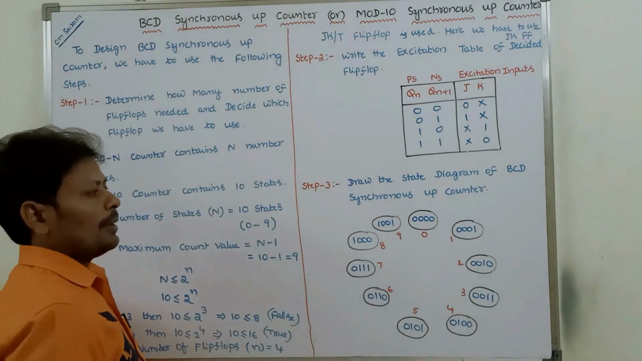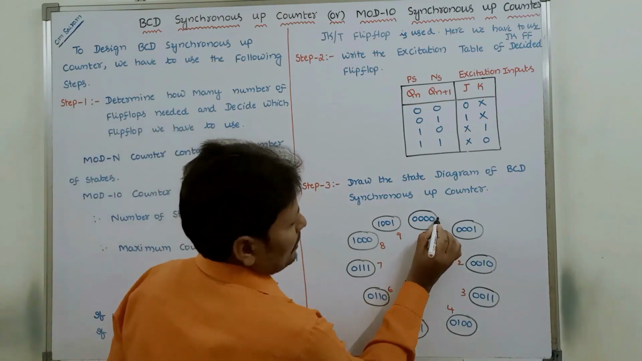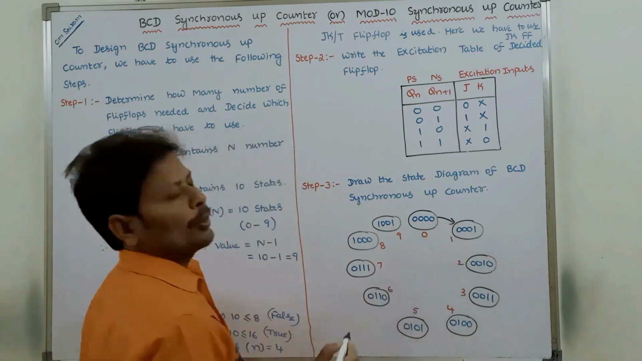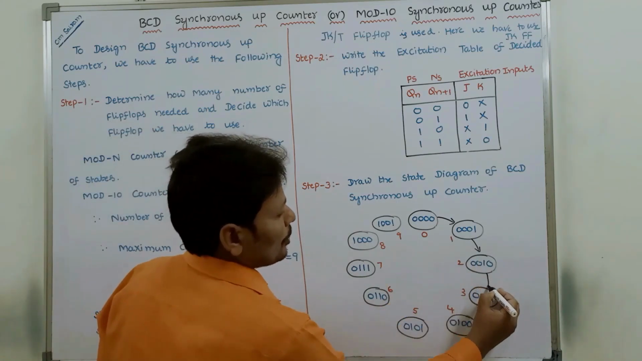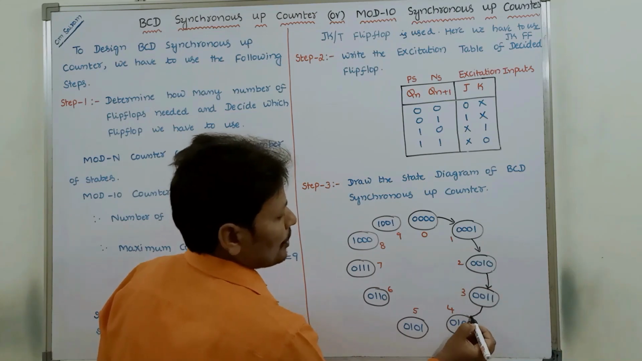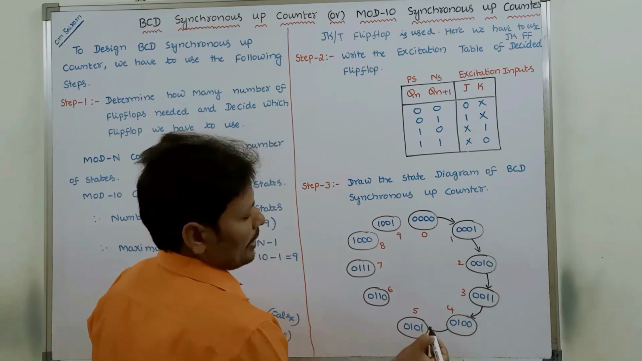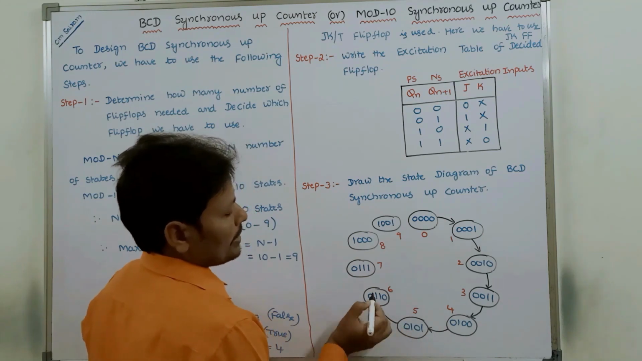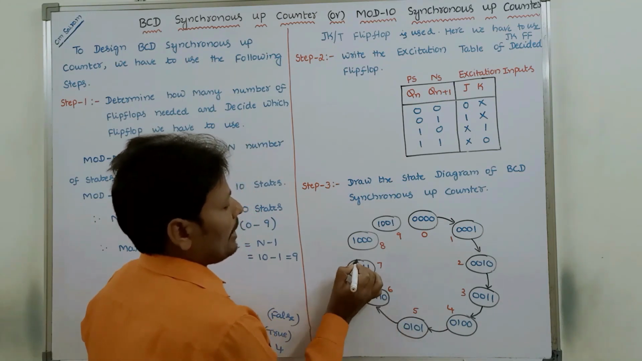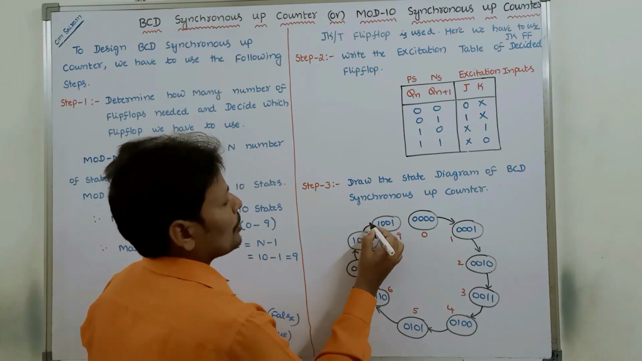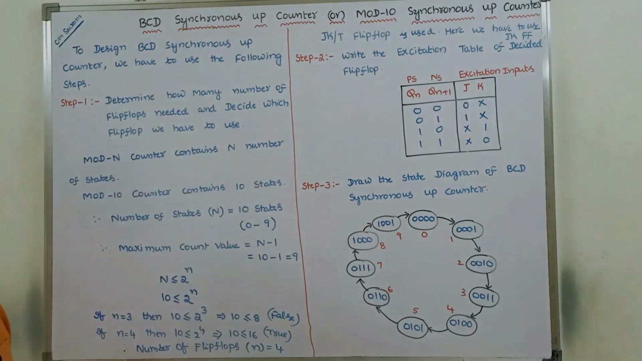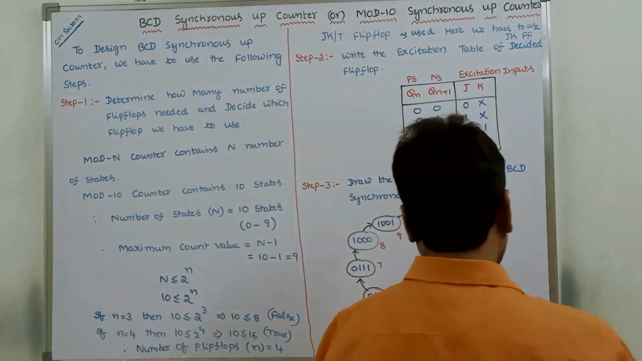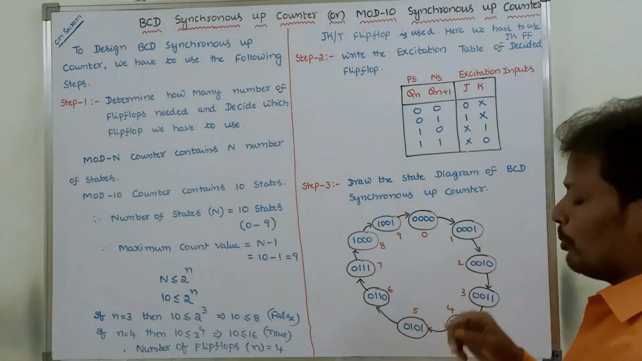Okay, so here the counter starts with 0 and goes to state 1, goes to state 2, goes to state 3, goes to state 4, goes to state 5, goes to state 6, goes to state 7, goes to state 8, goes to state 9, and again it goes to state 0 after reaching the maximum count value. Okay, next one. In each and every state, 4 bits are there.